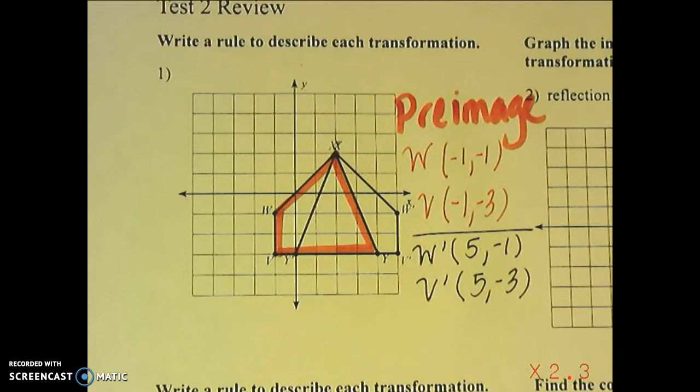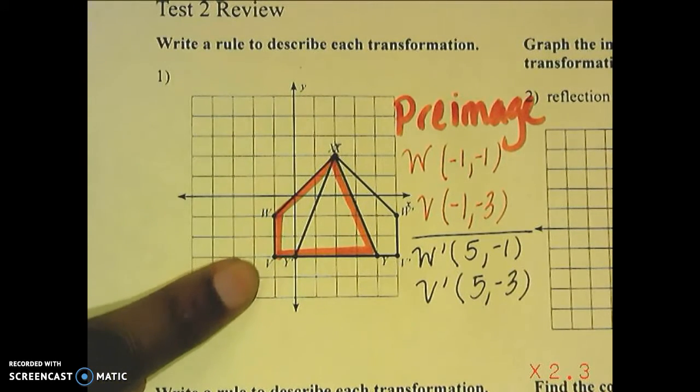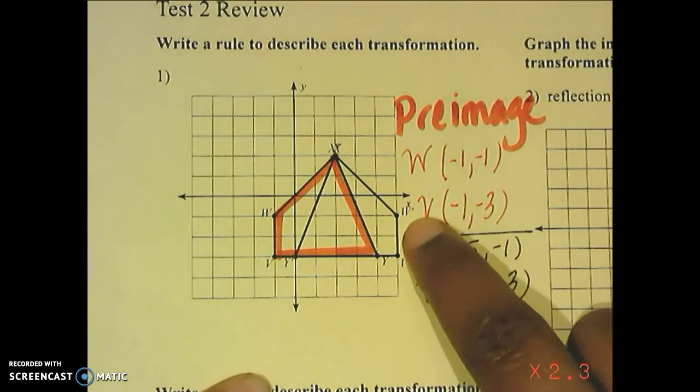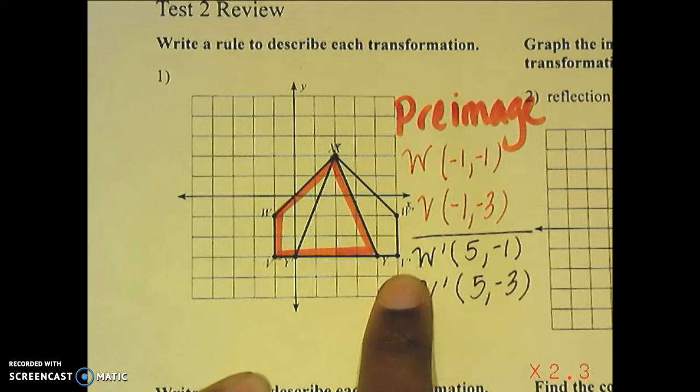While highlighting what the pre-image is in red, the quadrilateral, W is at -1, -1 here. V is at -1, -3 there. And I also wrote down the points after the transformation. W prime is at 5, -1. V prime is at 5, -3.